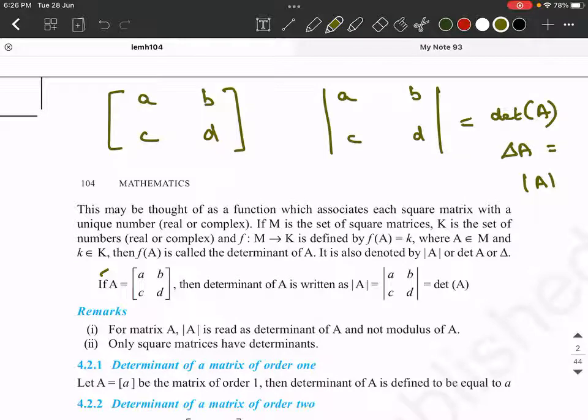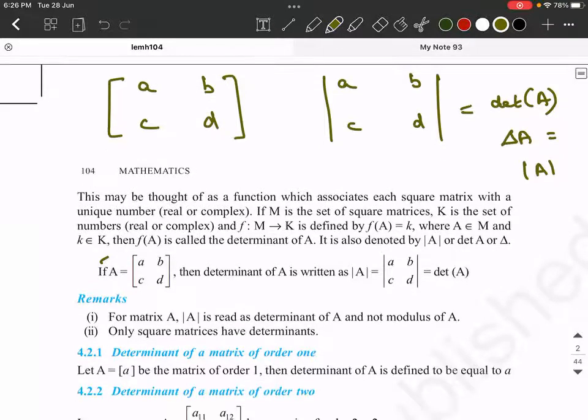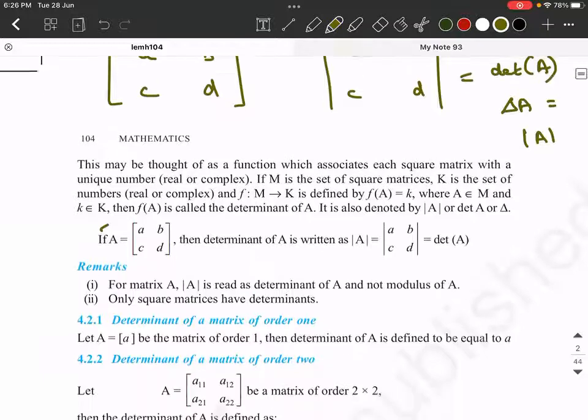Okay. So I hope that point is clear, no? So you read this as determinant of A, never read it as modulus of A, provided A is a square matrix. Okay. There is nothing like 0. So the determinant of a 0 matrix is 0.